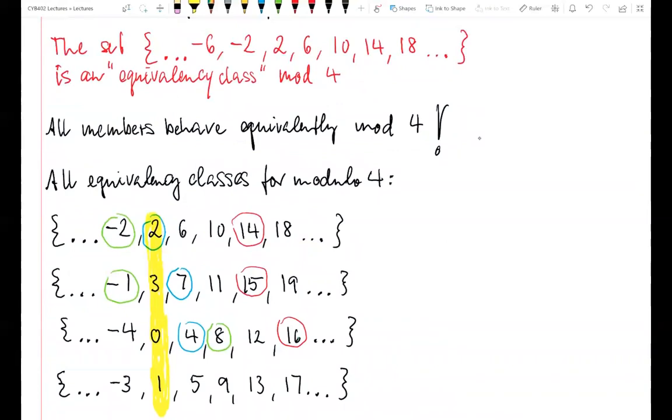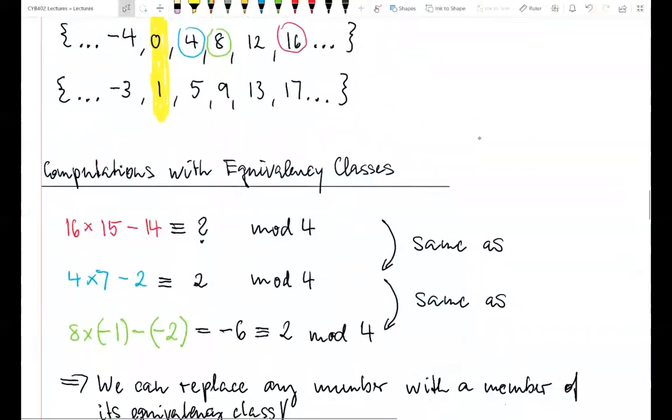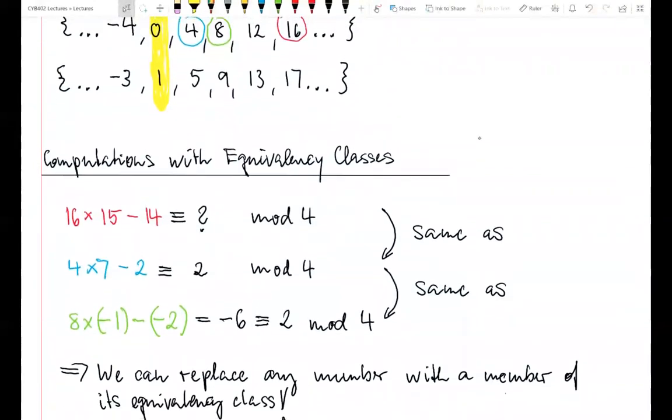So how can we actually make use of that idea, and what does it even mean to begin with? So let's just assume that we want to do some sort of computations that are very common in modern cryptography. So let's assume that we want to compute 16 times 15 minus 14 congruent what modulo 4. So we want to find whatever the question mark here is a placeholder of.